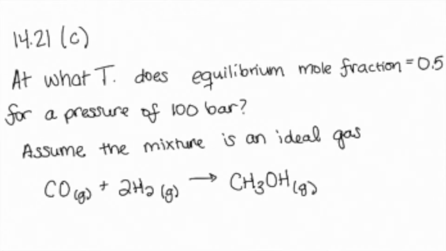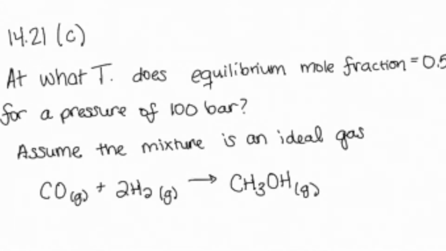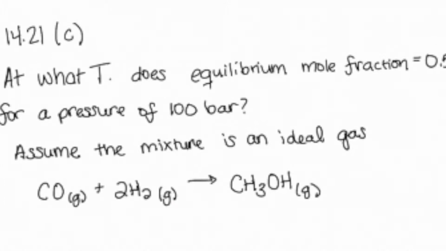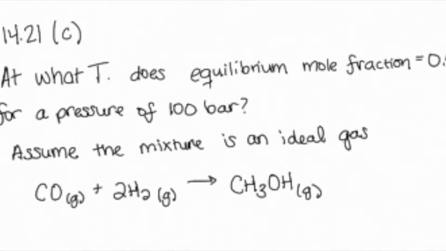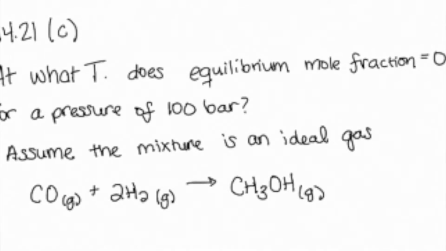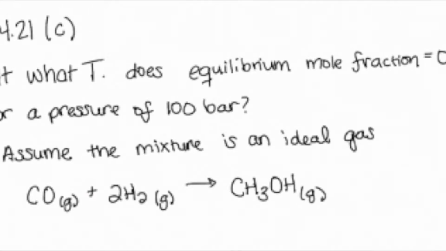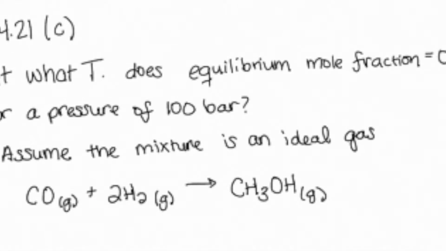Problem 14.21c states: at what temperature does the equilibrium mole fraction equal 0.5 for a pressure of 100 bar, assuming that the mixture is an ideal gas? The formula for that chemical reaction is given right underneath, written right on there for you.